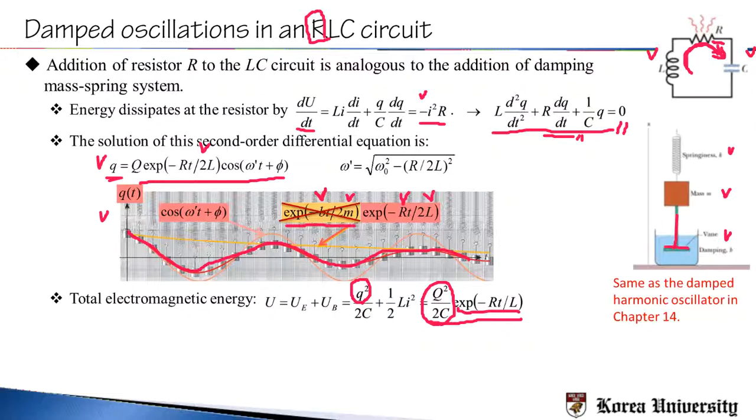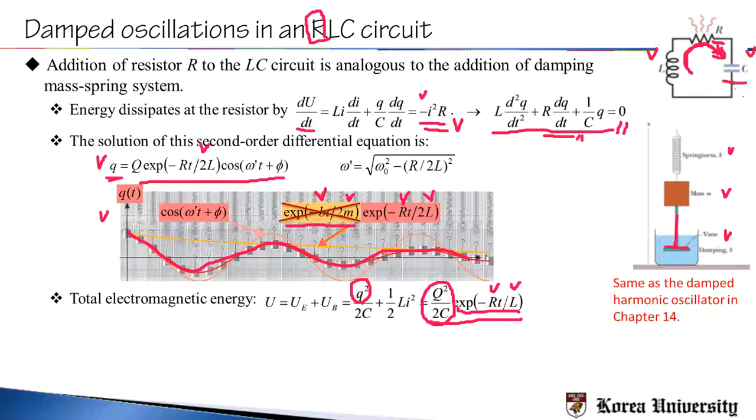Okay, so let's try to think about it. If you have a large R, then it means that this decrease in energy will be very fast. Why? Because if you have large R, then energy loss will be very big, so it decreases very quickly. And if you have large L, the decrease will be slow, because large L means the current is changing very slowly. So in the beginning there will be no current, and then the current will be going on very slowly, which means there will be small energy loss. So that is why when you have a large inductance, energy loss will be very small.